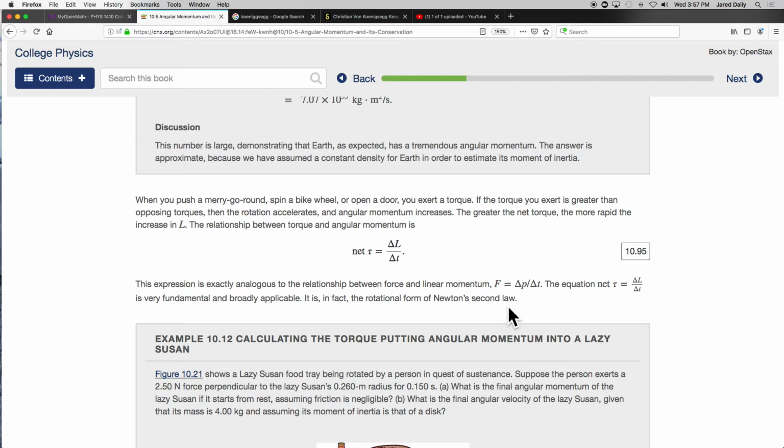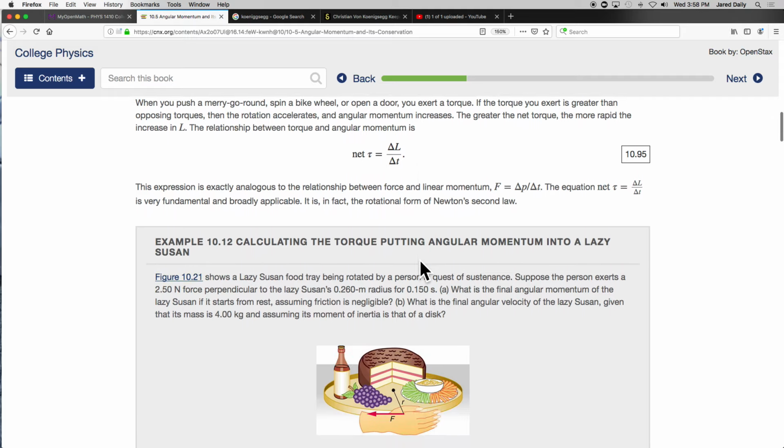So how do you slow something down or speed something up that's already spinning? You apply a torque to it, and that torque is going to cause a change in momentum over time, just like force has caused a change in linear momentum over time. So here's our equation for torque as it relates to angular momentum. Net torque equals change in momentum over change in time.